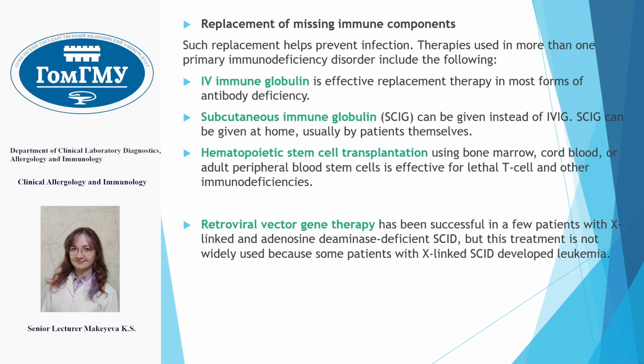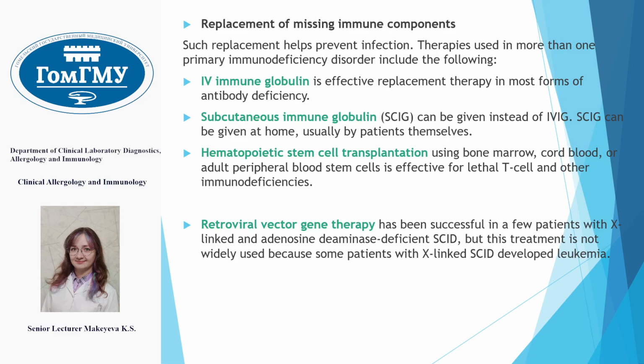Replacement of missing immune components. Such replacement helps prevent infection. Therapies used in more than one primary immunodeficiency disorder include the following. Intravenous immunoglobulin G is effective replacement therapy in most forms of antibody deficiency. Subcutaneous immunoglobulin can be given instead of intravenous IgG. Subcutaneous immunoglobulin can be given at home, usually by patients themselves.